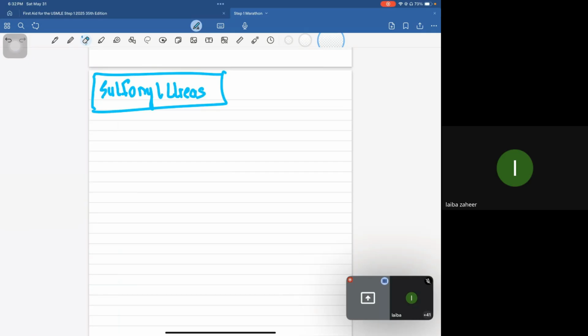Now we have a third drug class, known as the sulfonylureas. So what are the sulfonylureas going to do? Regarding insulin secretion, let me tell you one thing. Normally, we have insulin in our body.